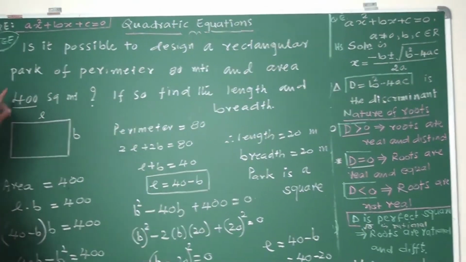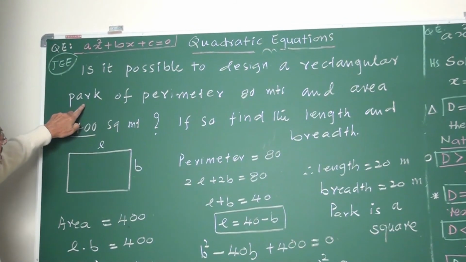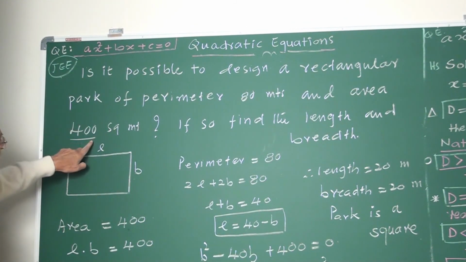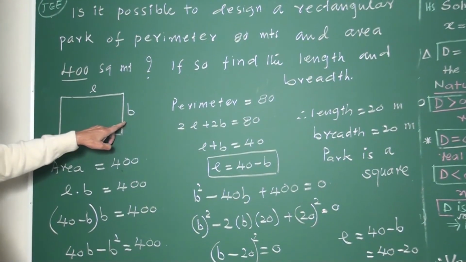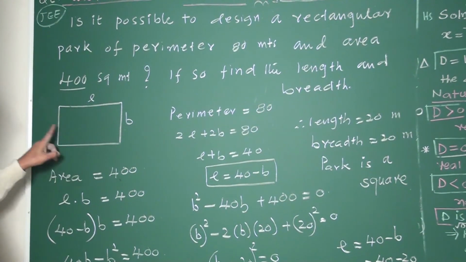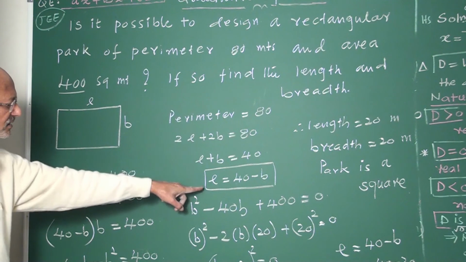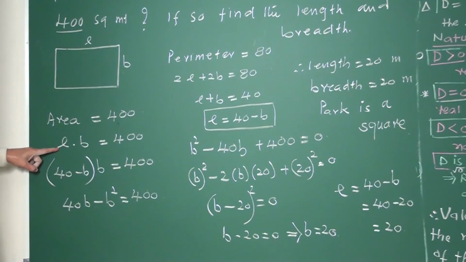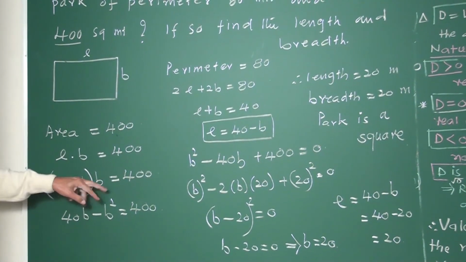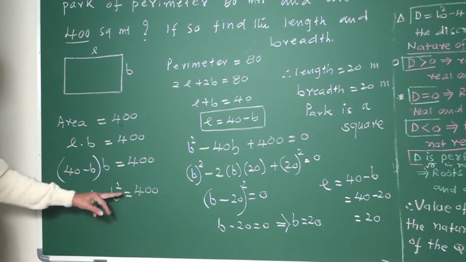Yes, friends, is it possible to design a rectangular park? Its perimeter 80, its area 400. If so, find its length and breadth. A rectangle is given with length, breadth, perimeter L plus L, B plus B. Divide by 2. Get the value of L from this equation. Then area, length into breadth is 400. You know the value of L. 40 minus B into B equal to 400. Simplify: 40B minus B square equal to 400.